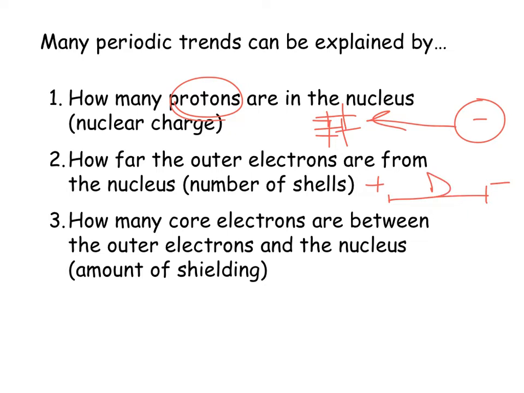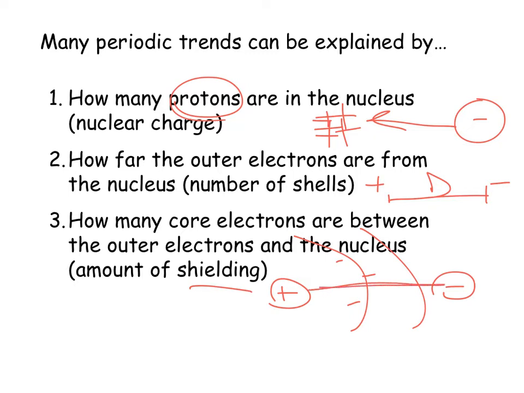And then the last thing that we're going to talk about is once they have established that they're far apart, what if there's something else in the way, some other electrons on inner energy levels? So we actually call that the shielding effect. This is kind of the blocking of the attraction. The positive and negative are attracted, but these negatives are pushing the electrons away.